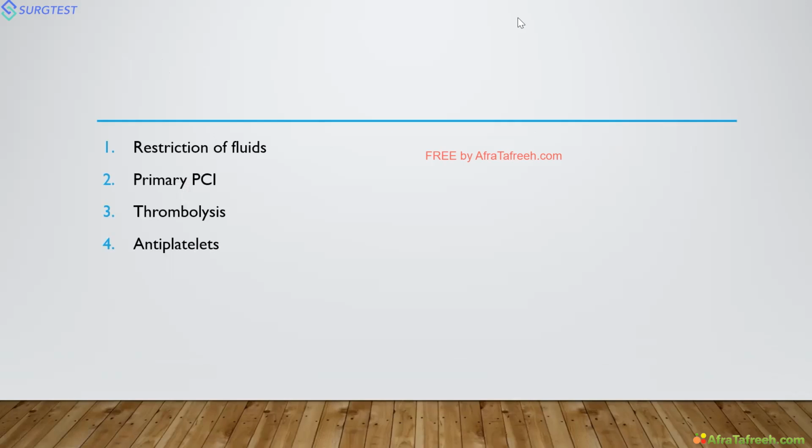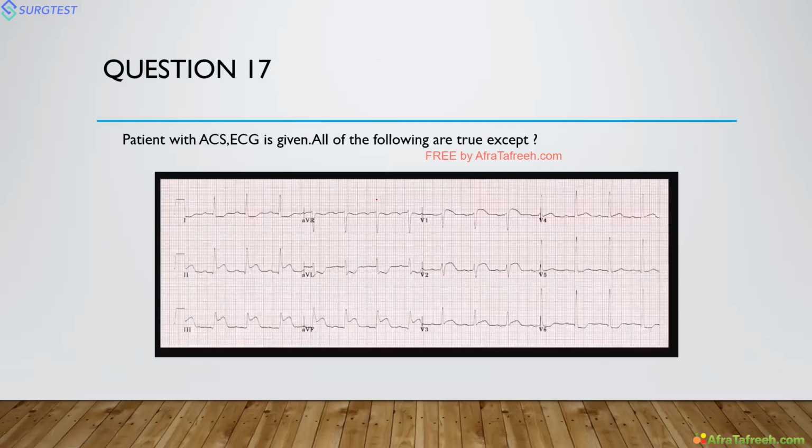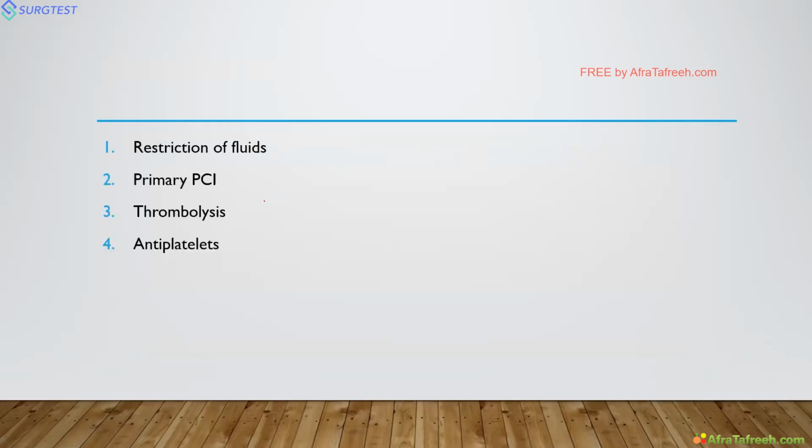So see the question. See this ECG. ACS is there. The patient is having an inferior MI plus RVMI, so he has V1 ST elevation. So the patient has mainly an inferior wall MI plus RVMI, so the patient has decreased preload. So all of the following you should give. You should do PCI or thrombolysis. If you have a PCI capable center, do PCI or thrombolysis. You should give antiplatelets. You should not restrict fluid. You should give plenty of fluids to the patient because there is decreased preload. If you restrict the fluids, then the patient will go into further hypotension.